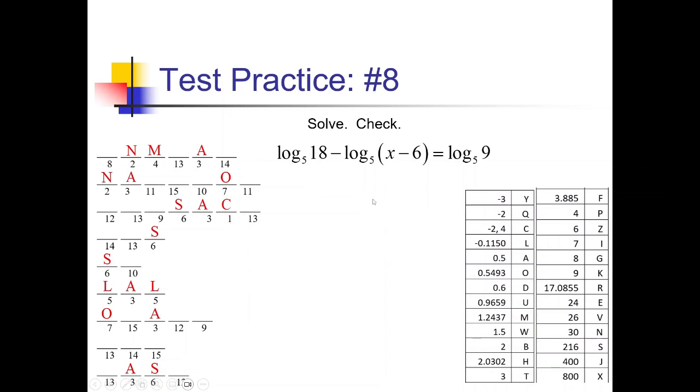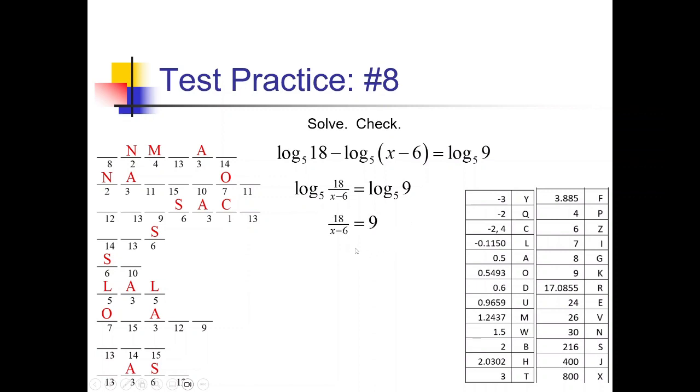For number 8, let me begin by combining the logs on the left side using division of the inside thing, since I'm subtracting the logs. So I'll call this just log base 5 of 18 over x minus 6 on the left side. And now I can raise 5 to both sides to get rid of those log base 5s. So we just end up with 18 over x minus 6 equals 9.